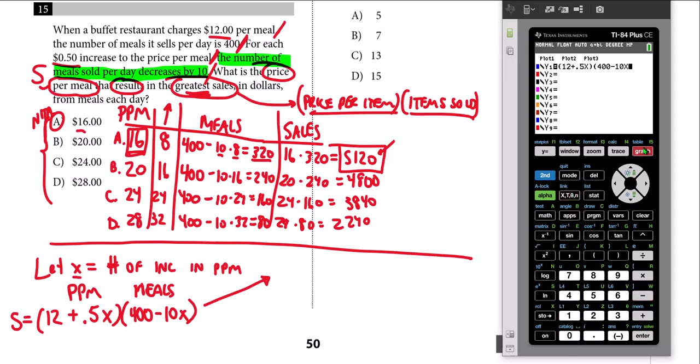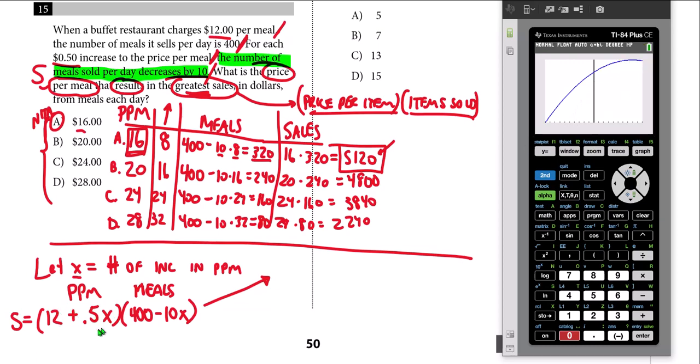And I'm going to graph that function. I'm not going to see much because this function gets quite big. The numbers here are pretty huge. So what I'm going to do first is a zoom fit. I'm hitting zoom, and I'm going to scroll up until I see zoom fit. It's 0, so I'm just going to hit 0. And now I'm seeing my parabola.